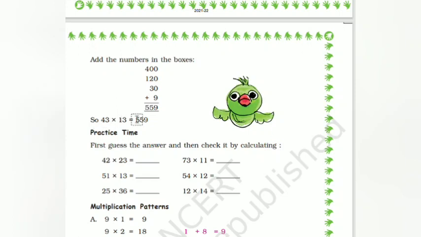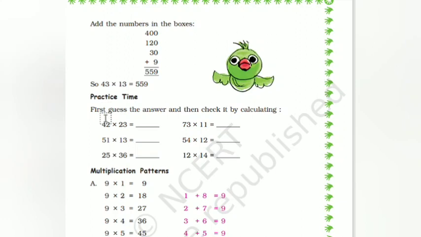So 43 into 13 is equal to 559. Practice time. First guess the answer and then check by calculating. If you are able to guess the answer, you can guess it first. If you are not able to, you can draw the box.